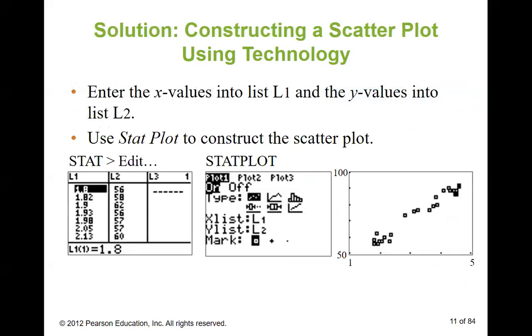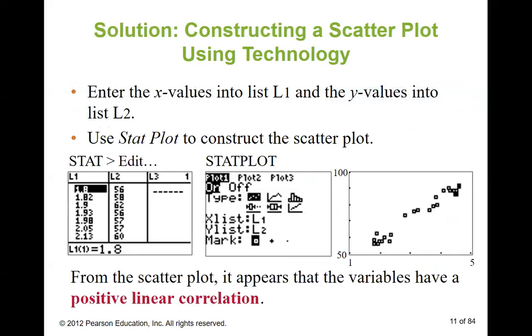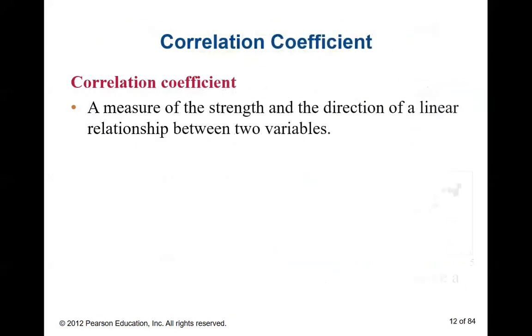So if all you had was a list of ordered pairs and you didn't want to have to put them on paper, just to answer the question, is there a positive, negative, or no linear correlation, you could put them in the calculator and look, okay?